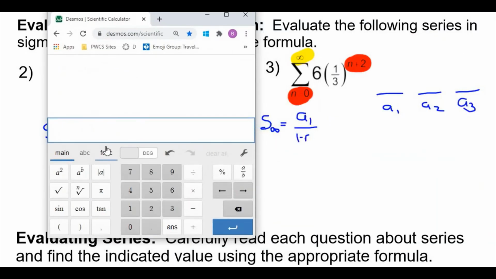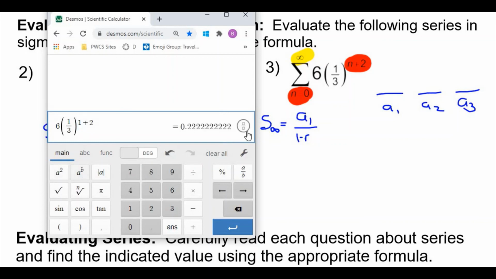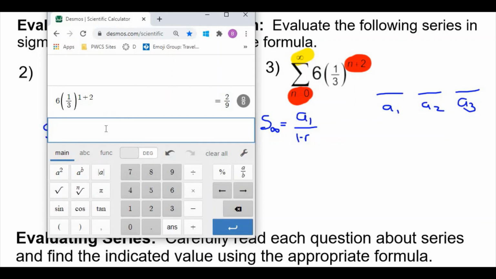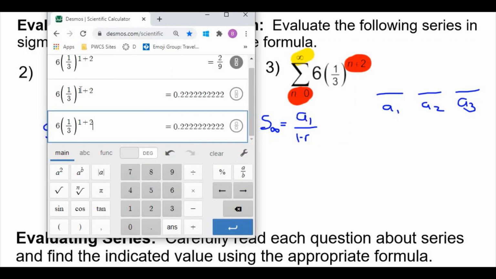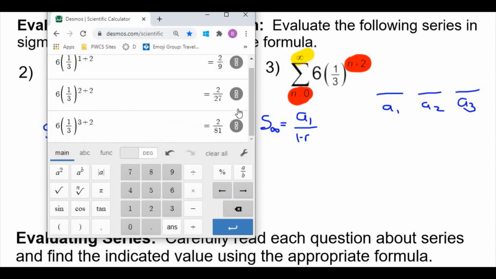So what we'll do is type in 6 and then 1/3, and then raise that to, and if you want to, you can actually raise it to the 1 plus 2, so you can see exactly what you're getting. Just make sure it's an exponent, because right now it's not. And so that comes out to 2/9, just like the previous one we had. And the nice thing about something like Desmos is you could just copy that, hit enter, do the next one and the next one, and just change it from 1. We're going to look at term 2 and term 3 and just toggle them. So those are your 3 terms.